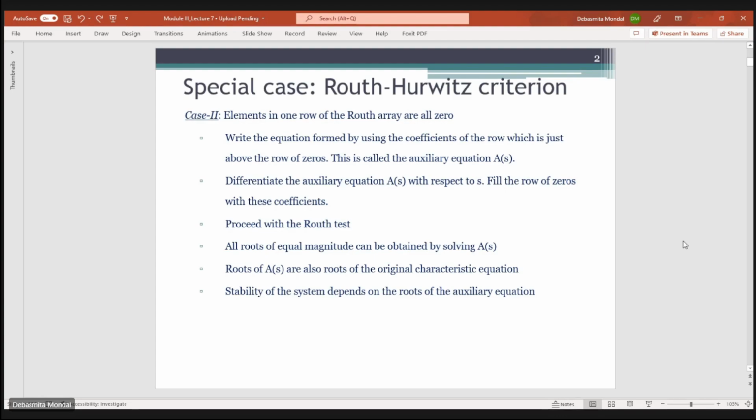Now, if you want to find out the value of these roots which are of equal magnitude, those roots can be found if you solve the auxiliary equation. So you make the auxiliary equation A(S) equal to 0, and the solution of that equation will give you the value of the roots which are of equal magnitude. Also remember that the roots of the auxiliary equation are also roots of the original characteristic equation, and the stability of the system depends on the roots of this auxiliary equation A(S).